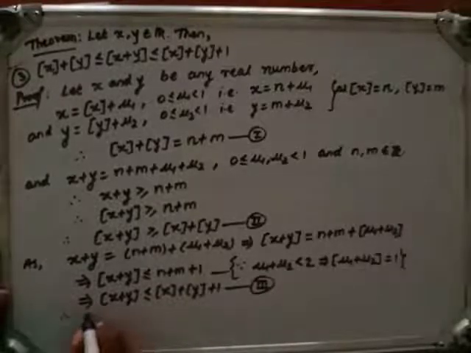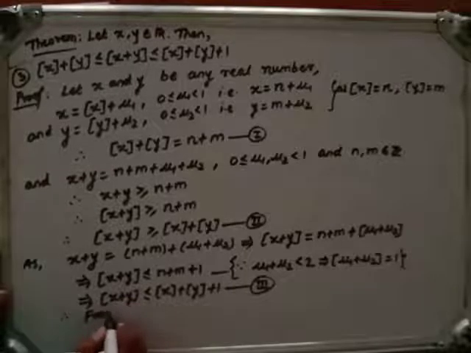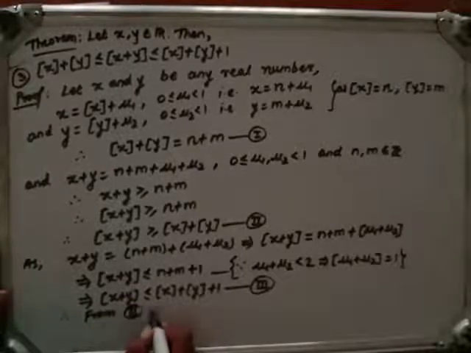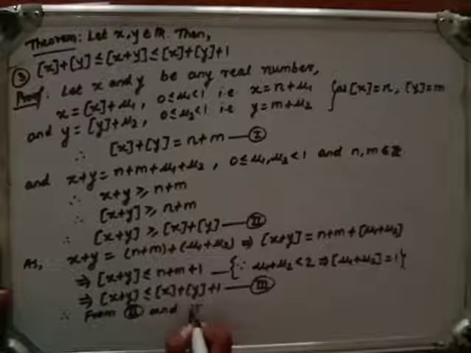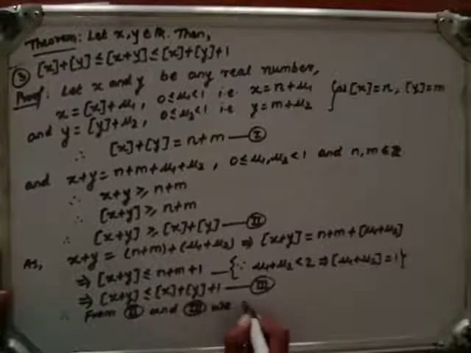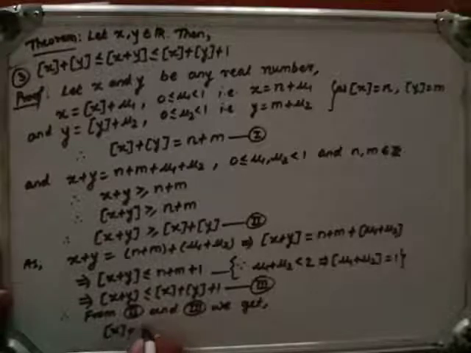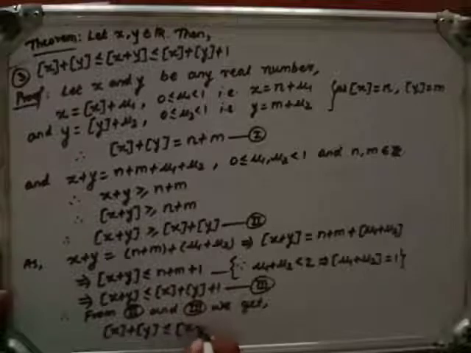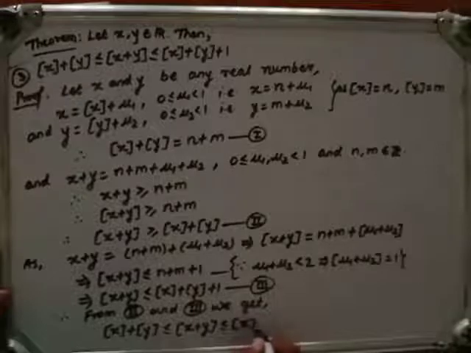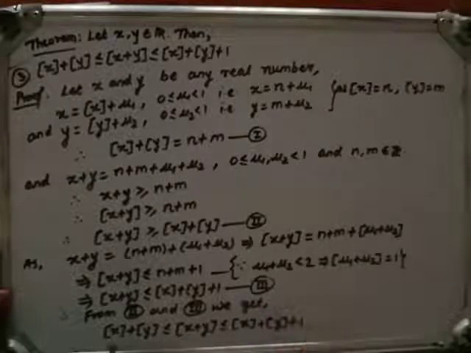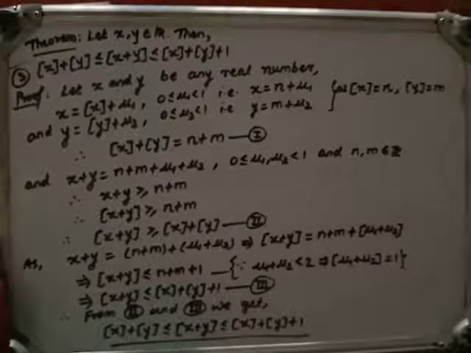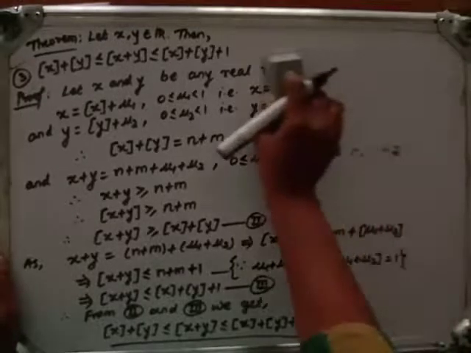Therefore, from 2 and 3 we get the greatest integer function of x plus the greatest integer function of y is less than or equal to the greatest integer function of x plus y, which is less than or equal to the greatest integer function of x plus the greatest integer function of y plus 1. This is our proof here. Now let's see the next property.